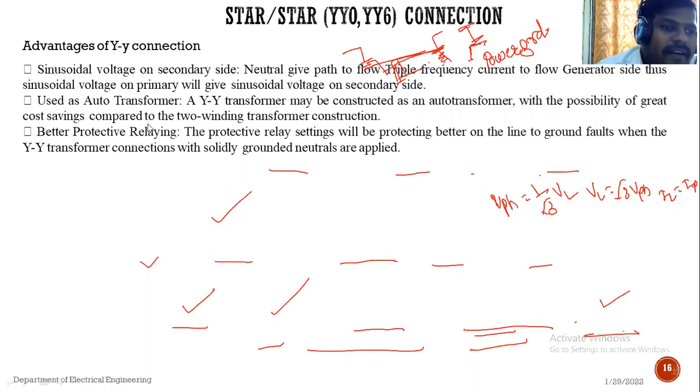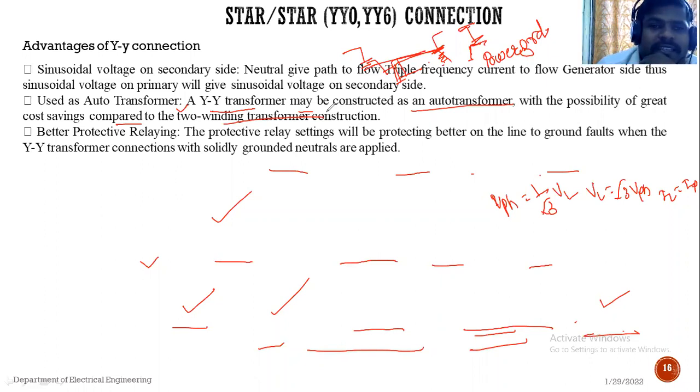And then next one advantage is that it can be used as an auto transformer. हा जो ट्रान्सफॉर्मर आहे, it can be used as an auto transformer. हा ऑटो ट्रान्सफॉर्मर म्हणून पण आपण यूज करू शकतो. Why? Because a star transformer may be constructed as an auto transformer, with the possibility of great cost saving compared to the two winding transformer. Star transformer, suppose I want to change this transformer to the auto transformer. ऑटो ट्रान्सफॉर्मर मध्ये आपण कॉस्ट सेव्हिंग होते बघितलं, दॅट मीन्स कॉपर सेव्हिंग होते. If the copper saving can happen, then automatically the cost will be saved. त्याची कॉस्ट पण सेव्ह होते. So this is another advantage.